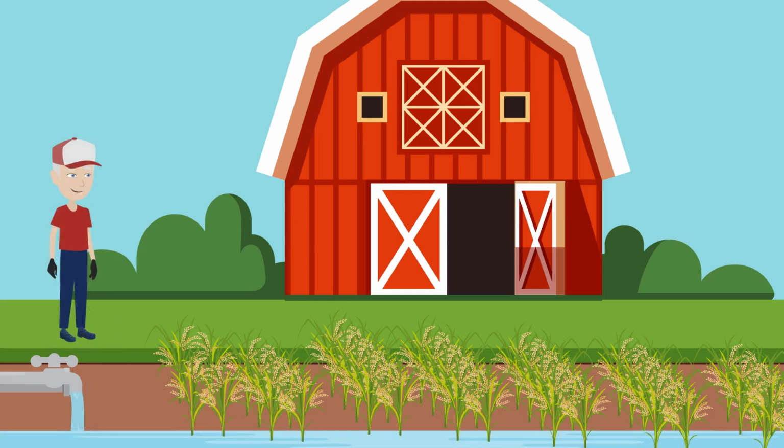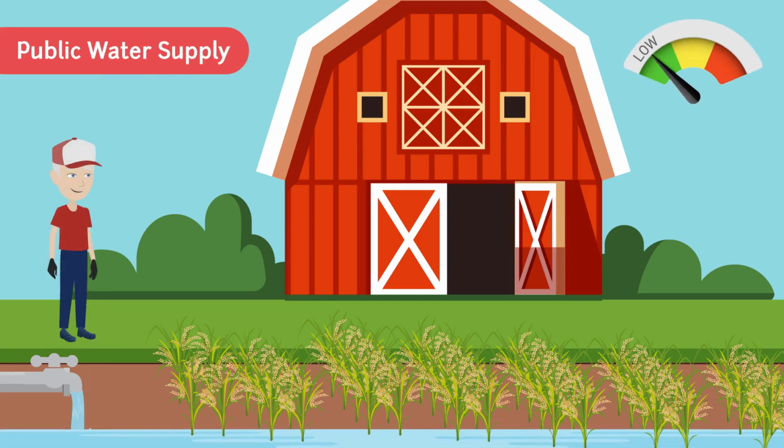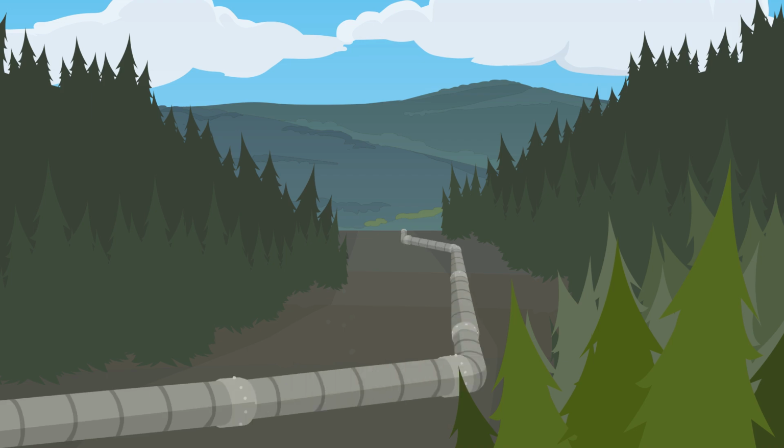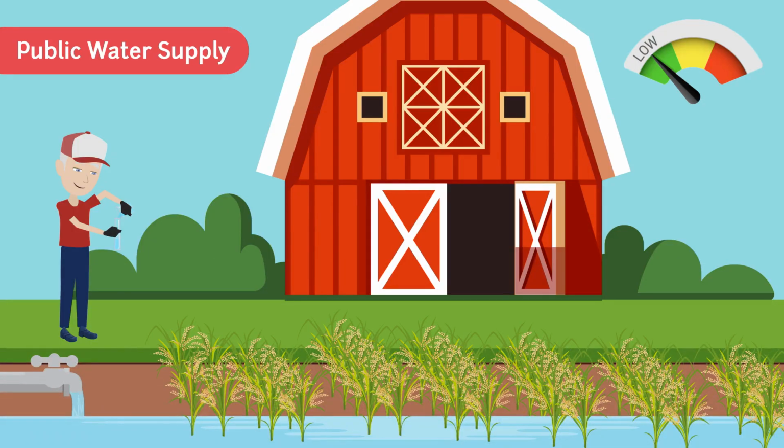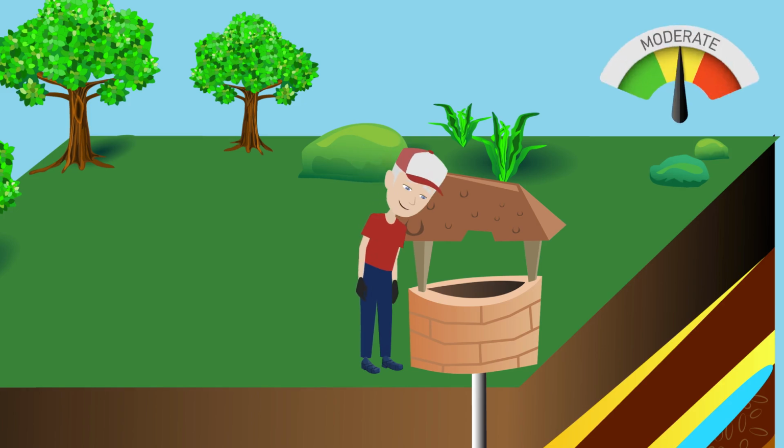Agricultural water comes from three main water sources. The lowest risk being the public water supply, which is treated and regulated by a municipality. Although this has the lowest possible risk, it is recommended that the public water supply is tested to ensure water quality is still high. A water source that is at a slightly higher risk is groundwater.